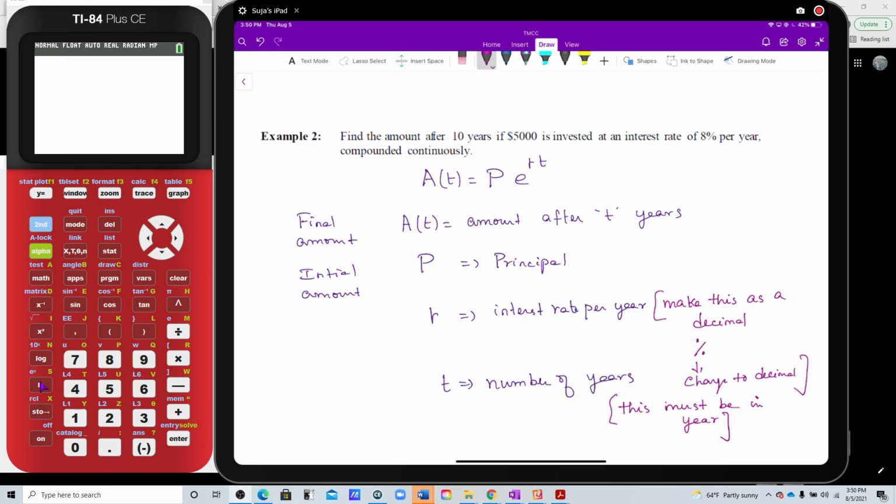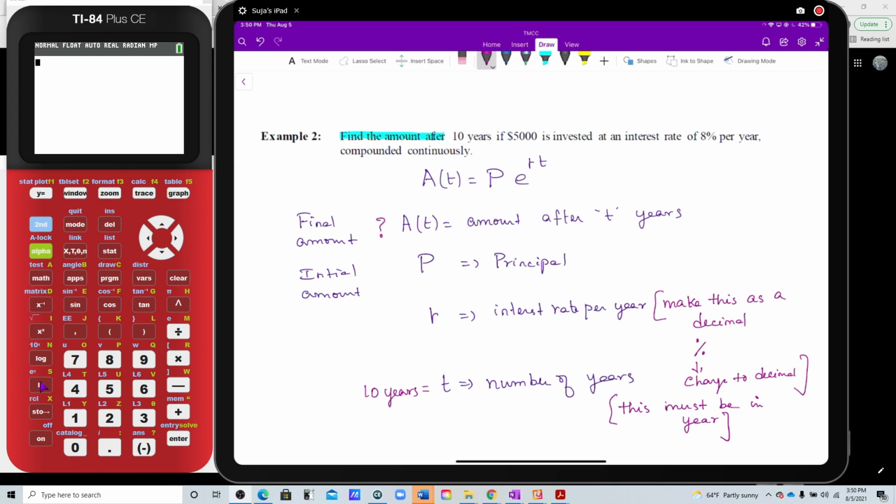So now from here, what is given? I'm seeing find the amount after. What that means is they are asking me to find what A of t is. So this is what I'm looking for. The 10 years, so t is given to me as 10. Again, it's given in years, so I'm good to go.